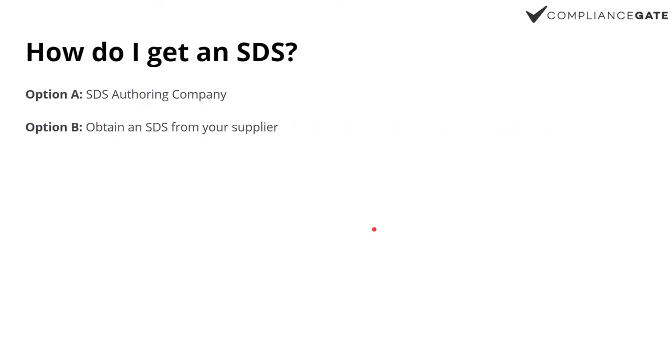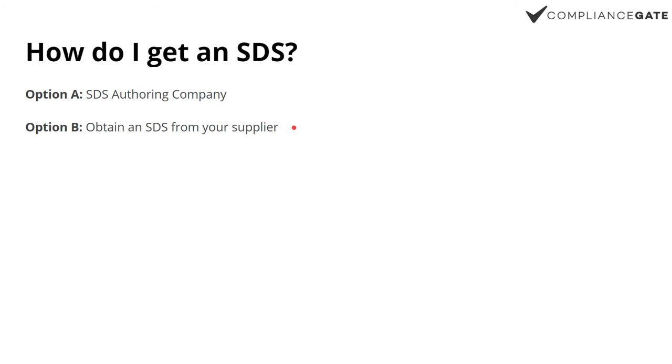So how do you get an SDS? You can go to an authoring company. There are a number of companies offering SDS creation as a service. You pay from $300 and up, and they will then help you create that SDS. One issue is that they need ingredients, and I'm actually not sure, but if you can't get that from your supplier, then they may need to make some sort of material analysis, which could cost more.